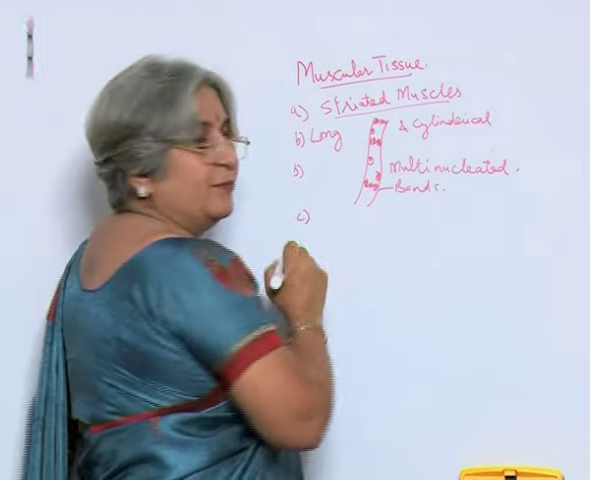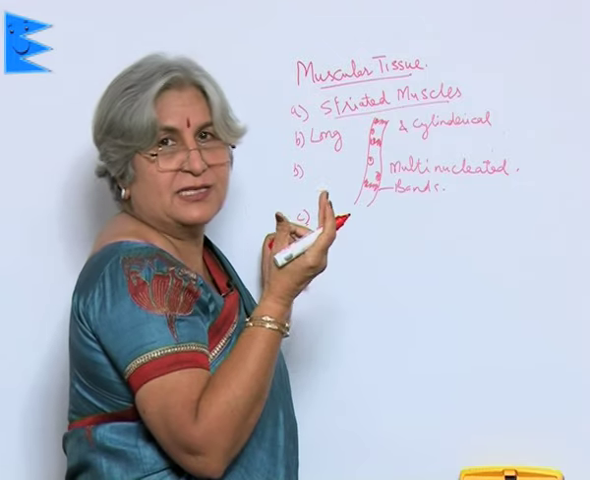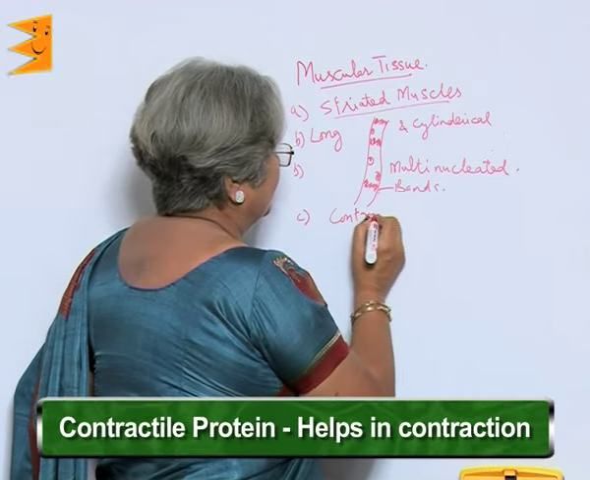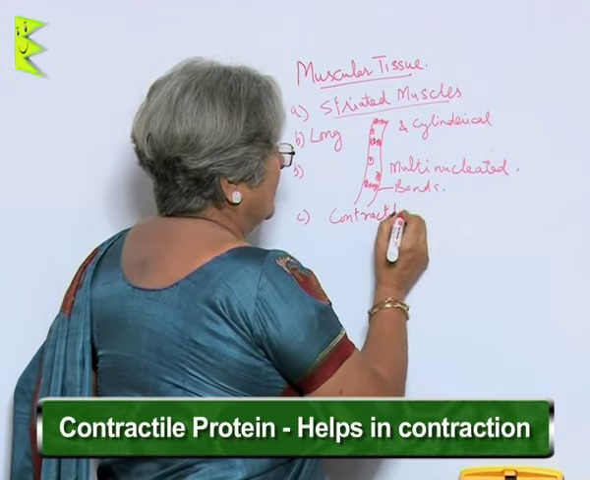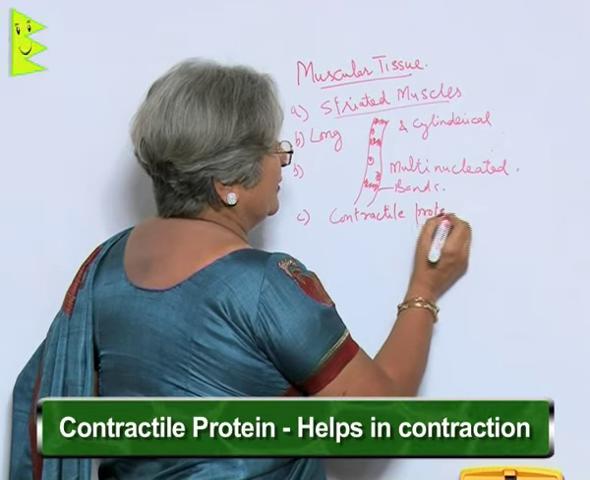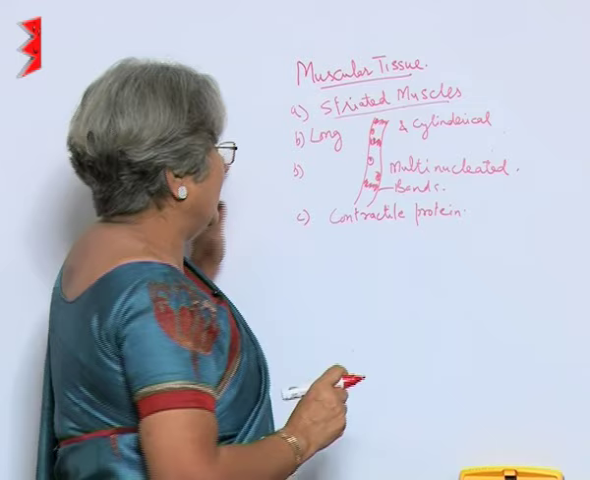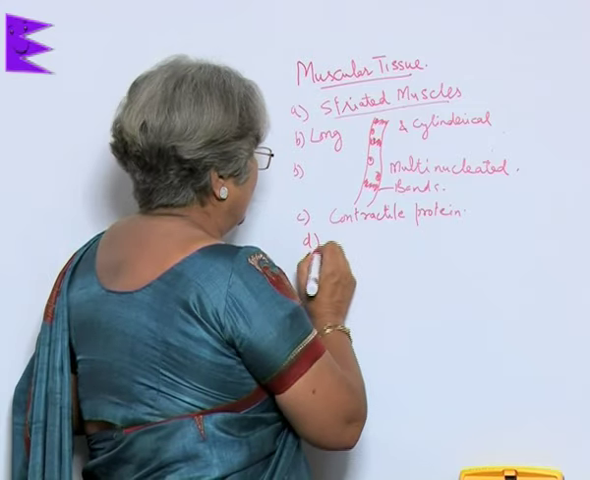It is made up of a protein. All muscles are made up of a protein called contractile protein. They help in the contraction. Now, the function of striated muscles is voluntary movement.